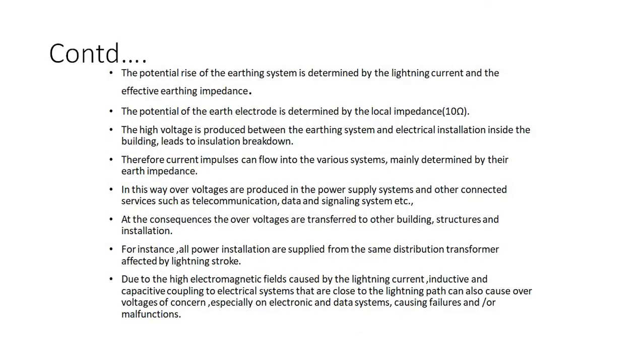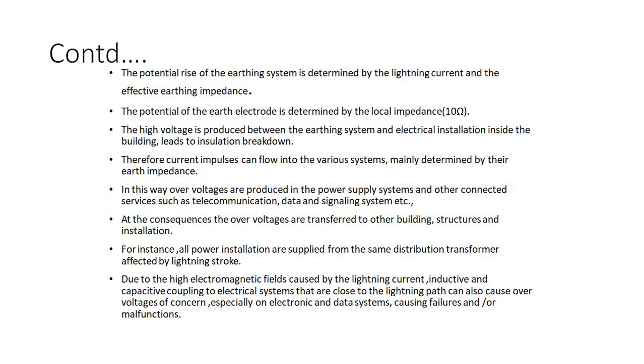The potential rise of the earthing system is determined by the lightning current and the effective earthing impedance. The potential of earth electrodes is determined by the local impedance, 10 ohm. The high voltage produced between the earthing system and the electrical installation inside the building leads to installation breakdown. Therefore, the current impulse can flow into various systems, mainly determined by their earth impedance.